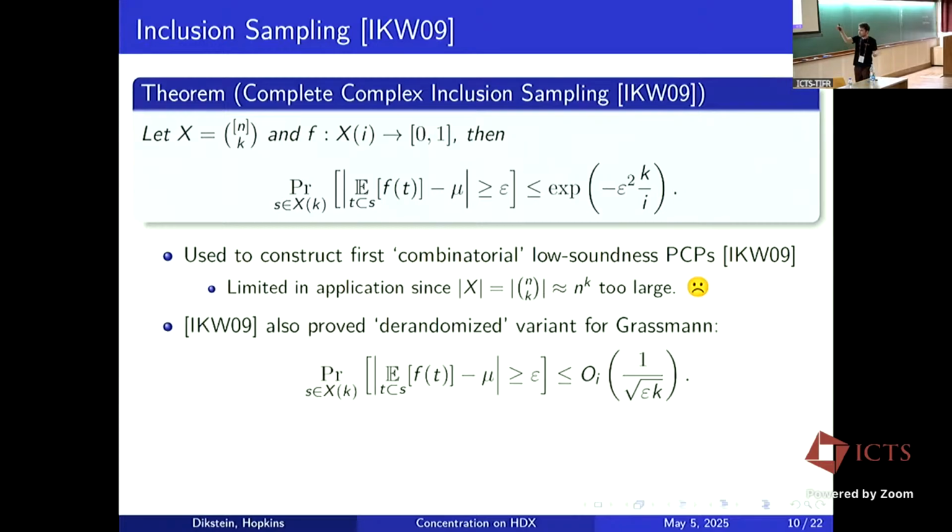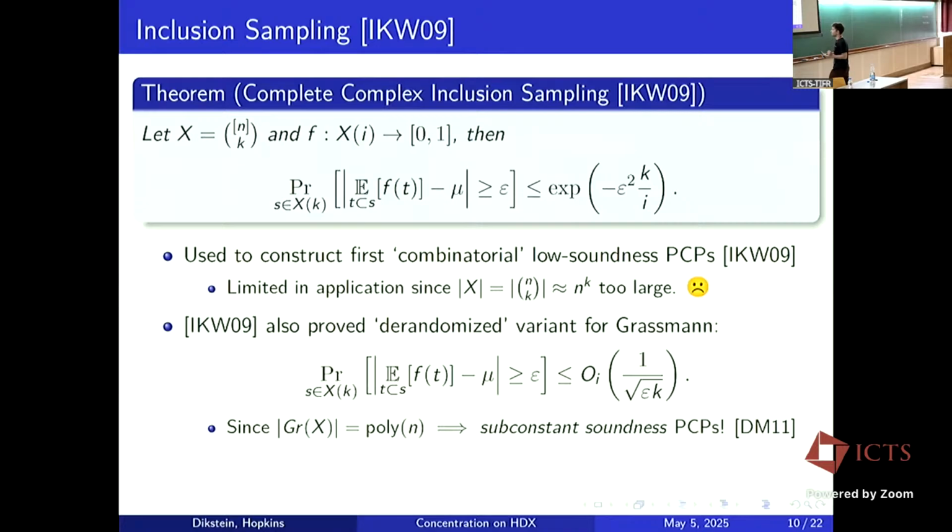Okay, so IKW knew this, and they also actually proved a derandomized version of this type of degree I concentration on what's called the Grassmannian, which replaces sets with vector spaces. I'm not going to go deeply into it, but they managed to prove some type of Chebyshev-style tail, like a 1 over polynomial bound instead of a Chernoff-style, exponentially decaying bound in K. And this was great. It was shown in follow-up work of Dinur and Meir that you could actually use this to get subconstant soundness PCPs.